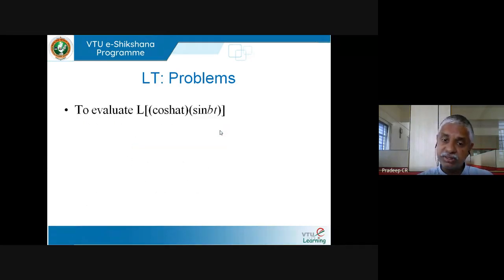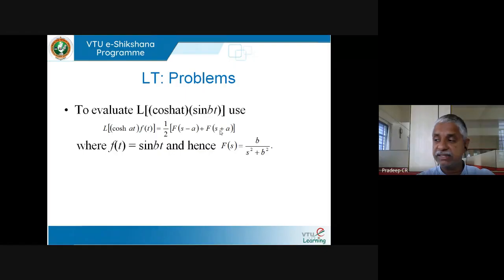Now using this, we want to evaluate cosh(at) times sin(bt). This is the product of a hyperbolic cos and a normal, usual sine. So use that formula, whatever we just now did. In fact, the problem itself says hence evaluate. We use whatever we have proved just now to evaluate this particular Laplace.